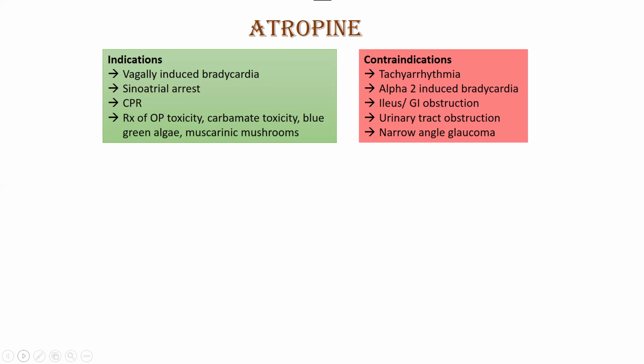Next, ileus and GIT obstruction, because if the animal is already having GIT obstruction or ileus, atropine has a side effect in the body that it will also cause ileus. So if there is already ileus and you are giving the drug that will also cause ileus, you are basically exaggerating that condition. Similarly, for urinary tract obstruction and in narrow angle glaucoma, you do not use atropine.